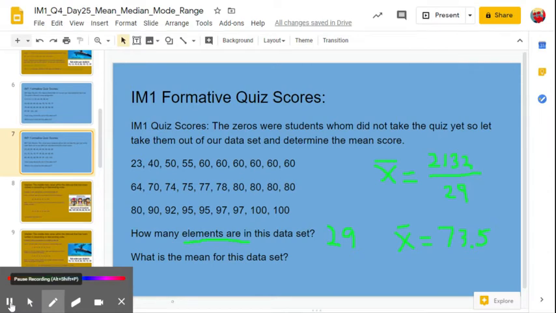So I hope you see that it did make a difference when we removed the students from our data set that did not take the quiz yet. So we have the mean is 2132 divided by 29. So our mean is 73.5. So it did make a big difference by removing those zeros from our data set in this example.